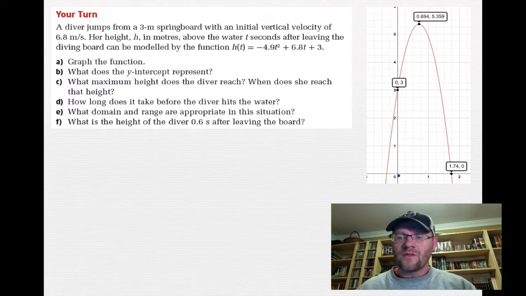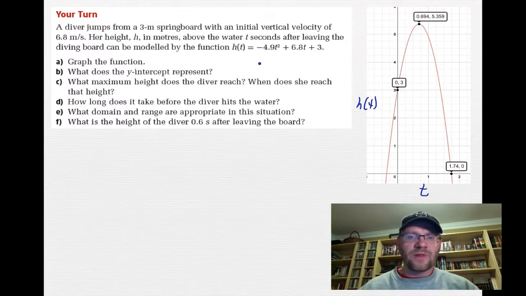So part F says, what is the height of the diver 0.6 seconds after leaving the board? On this particular graph, we have time, which we know, and h of t, which is height. We'd have to estimate where 0.6 is. So what we're going to do instead is just plug 0.6 into our function, because we know that the time is 0.6 seconds. So that means we're finding h of 0.6.